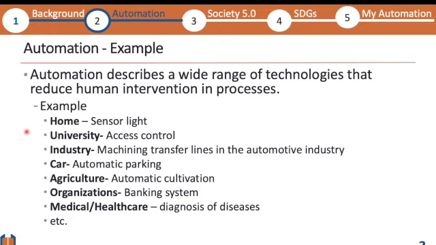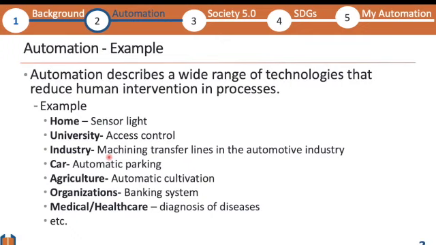And here are some examples. You can see automation everywhere. At your home, you have a sensor light that can detect your motion, and based on your requirement, it could be turned on or off. At the university, you have access control that identifies your identity, and after verification allows you to access the university room. In industry, you will find machining transfer lines, the automotive industry, and many other examples.